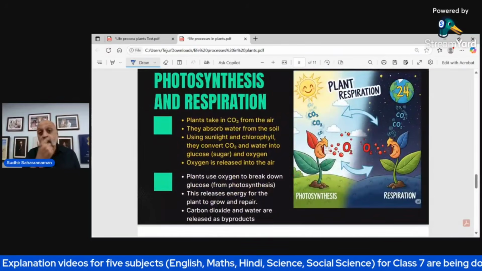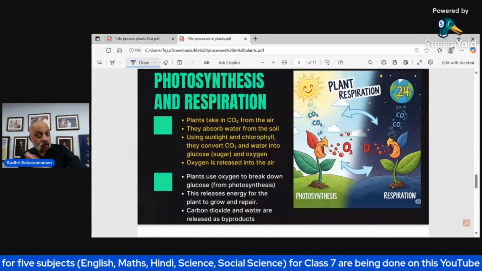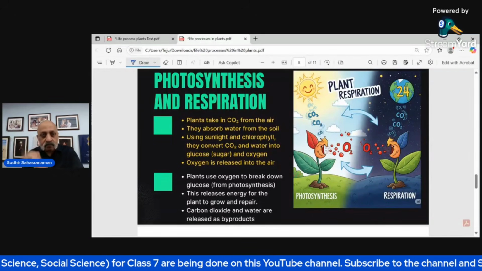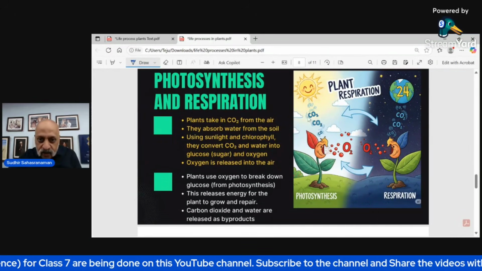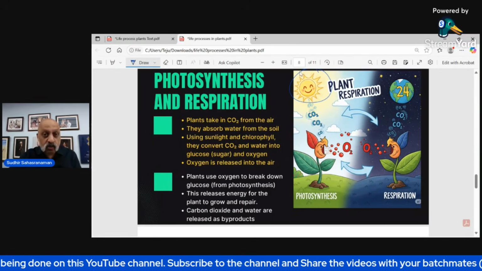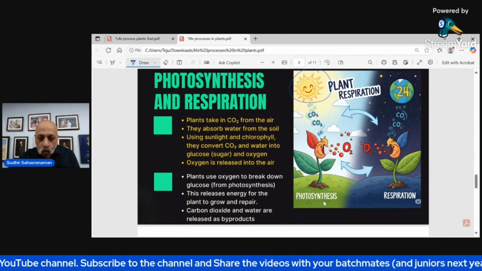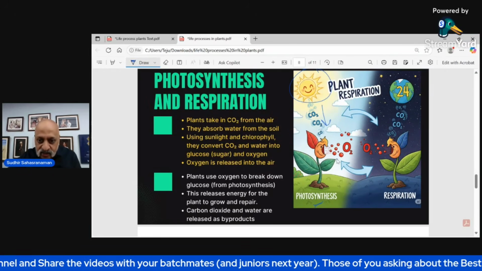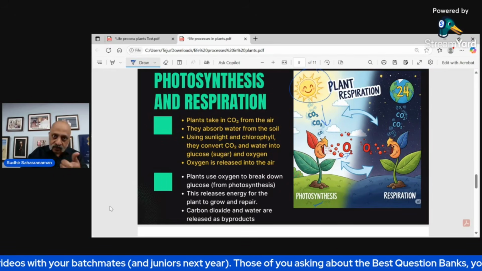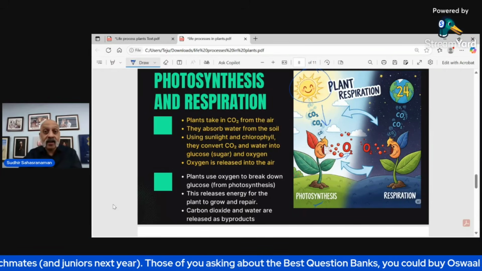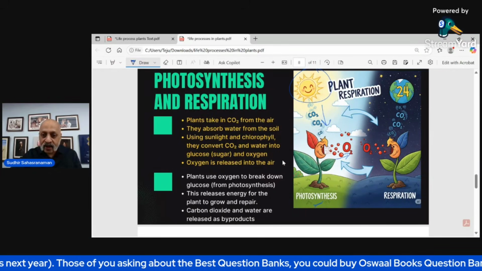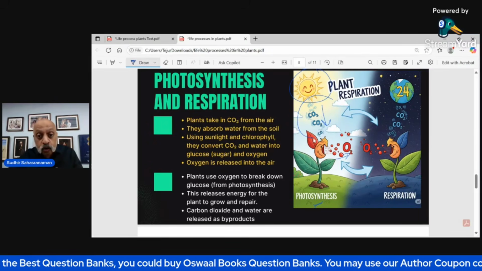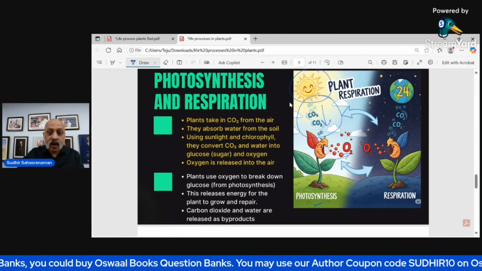Now, the difference between photosynthesis and respiration. I want you to have no doubt at all. Let's look at the illustration here. During the daytime, in the presence of sunlight, the plant does photosynthesis, which means it takes in carbon dioxide and releases oxygen. Great. But during the night, it is also respiring. I'm not saying that it does not respire during the day, but during the day, photosynthesis is the big job being undertaken.